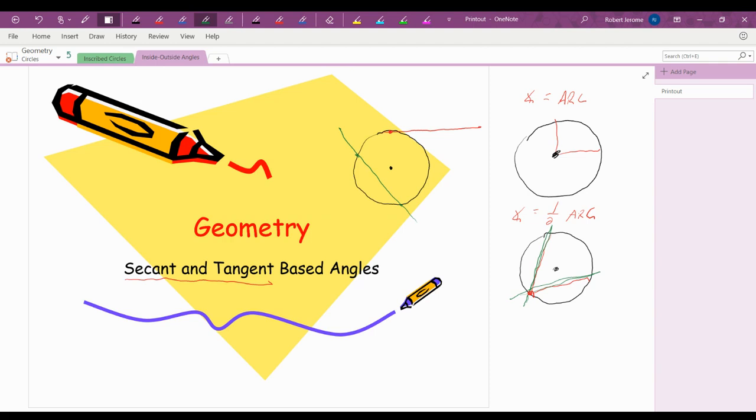Okay, so we want to look at two new scenarios. Well, let's get into that. And again, the importance is always, where is the vertex? Is the vertex at the center? Is the vertex on the circle? Or in the situations that we're going to see today, somewhere inside, somewhere outside. So let's take a look at that and see how it looks going forward.